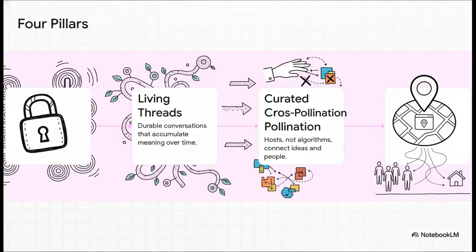And finally, number 4, local nodes. This lets people connect based on where they actually live, grounding this whole digital community back in the real world. It can even lead to people meeting up in person.